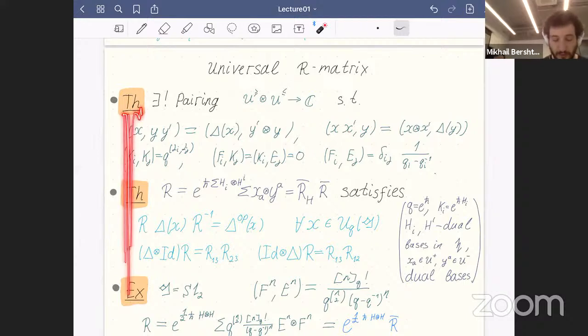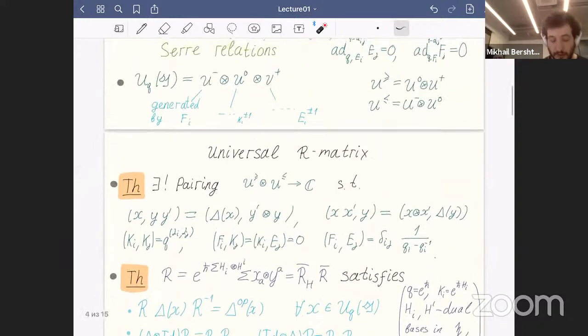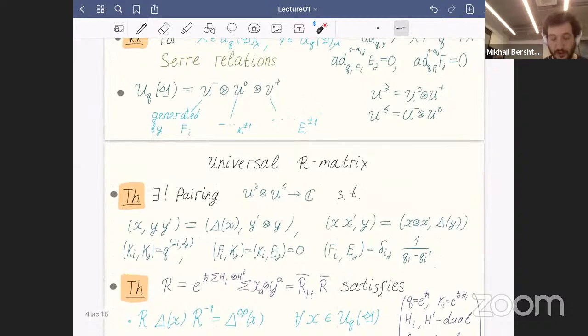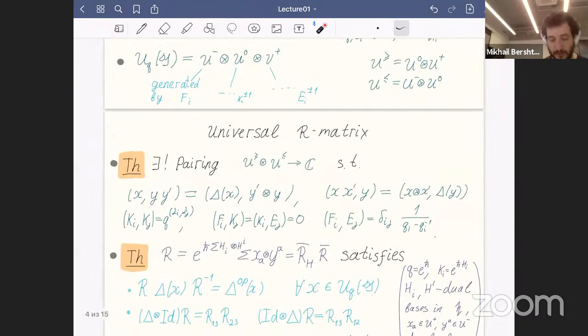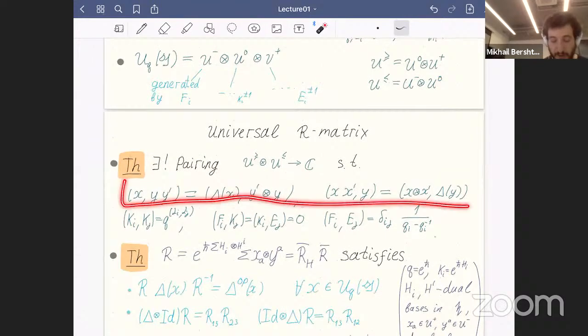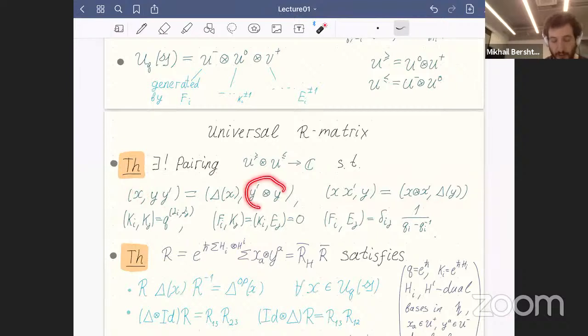First of all, I need to recall the Drinfeld theorem, which says there exists a bi-algebra pairing between U greater than or equal to zero and U less than or equal to zero. Let me recall that the subalgebra U greater than or equal to zero is generated by K's and E's, and this one is the subalgebra generated by K's and F's. Now, what do I mean by bi-algebra pairing? It is a pairing which satisfies these two properties. If we pair an element with a product, then we apply the coproduct, and here we just apply the tensor product.